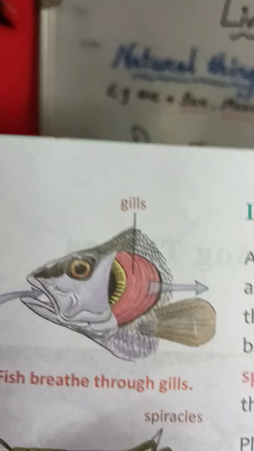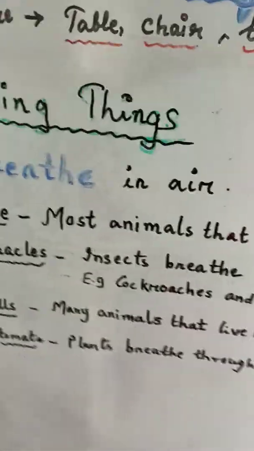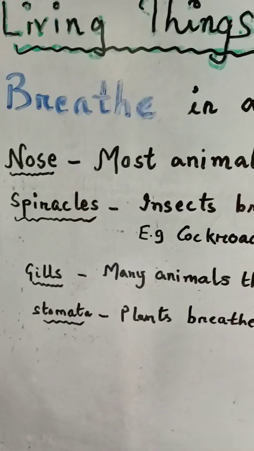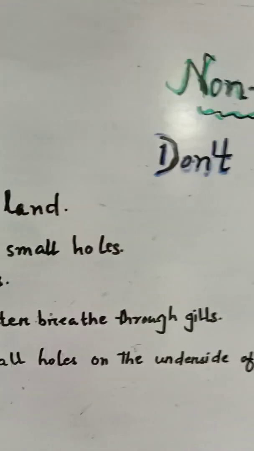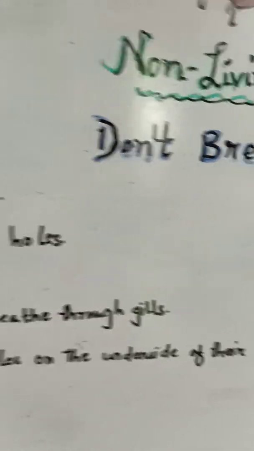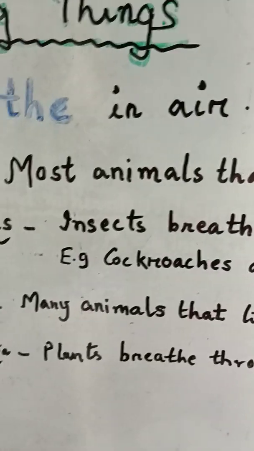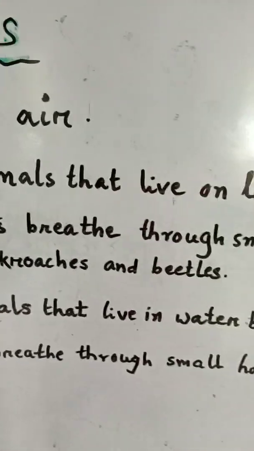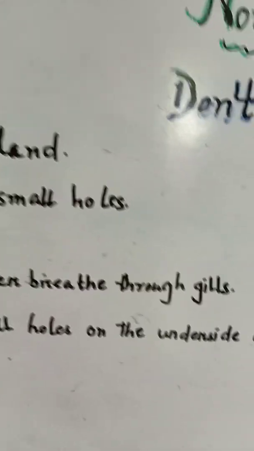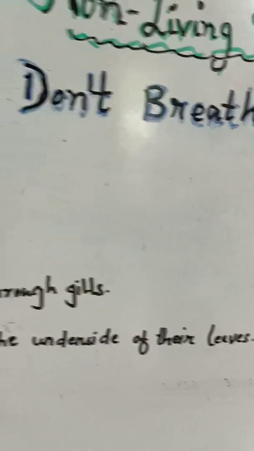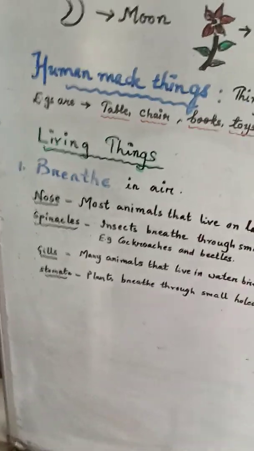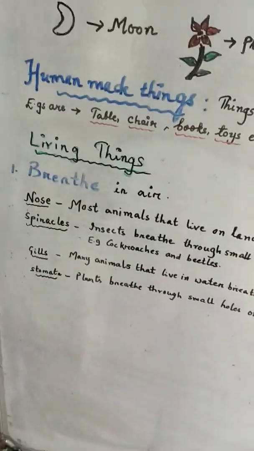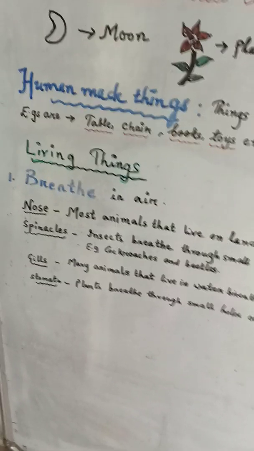Fish breathe through gills. Now, the fourth part is stomata. What is stomata? Stomata are also small holes, but where are they present? On the underside of the leaves of the plants. Plants breathe through small holes on the underside of their leaves. That is called stomata. So these are the various ways and parts through which living things breathe in air.